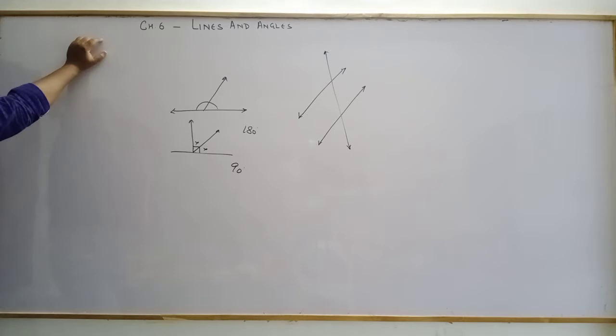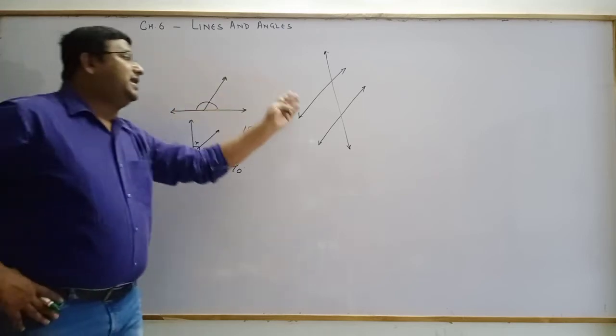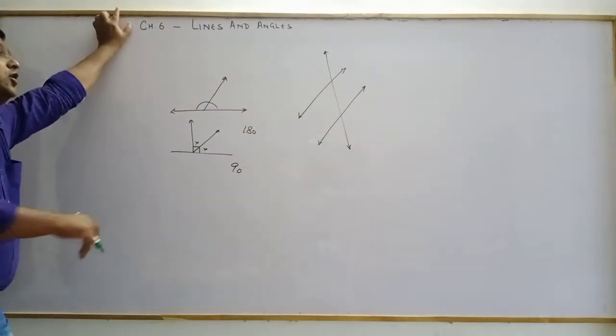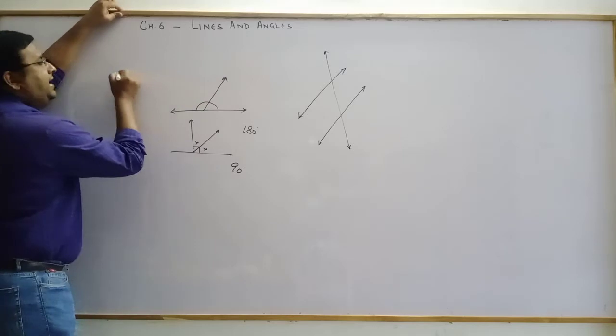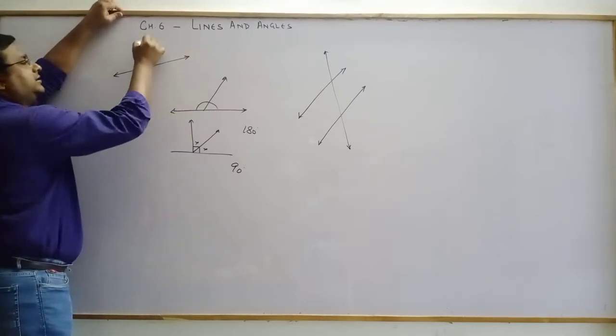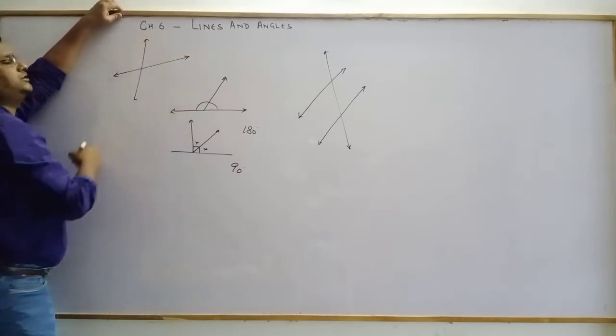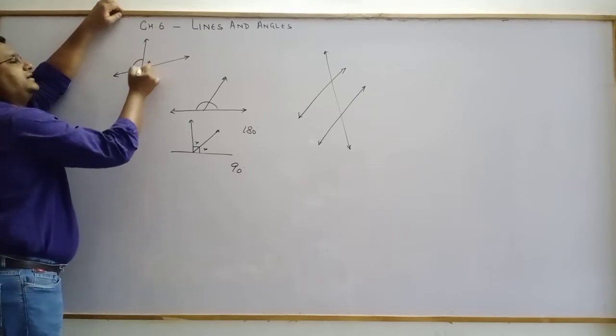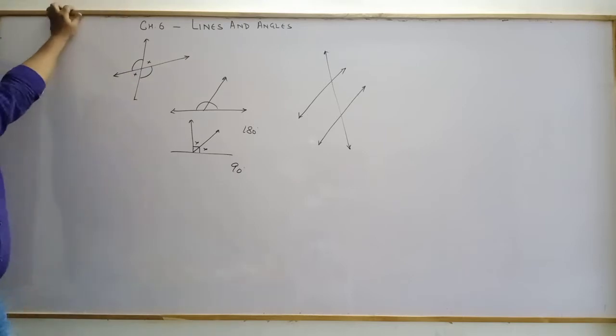You have done various kinds of angles. Supplementary angles, complementary angles, straight angle, complete angle, acute angle, obtuse angle, parallel lines, intersecting lines. You have done all these. Along with that, you have also done several angles when 2 lines intersect each other. Vertically opposite angles formed are equal. This angle is equal to this angle. This angle is equal to this angle. Vertically opposite angles. Isn't it?